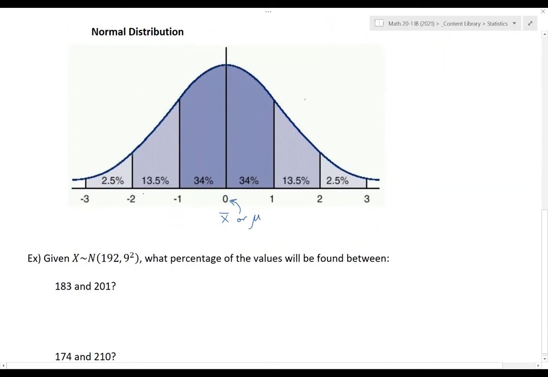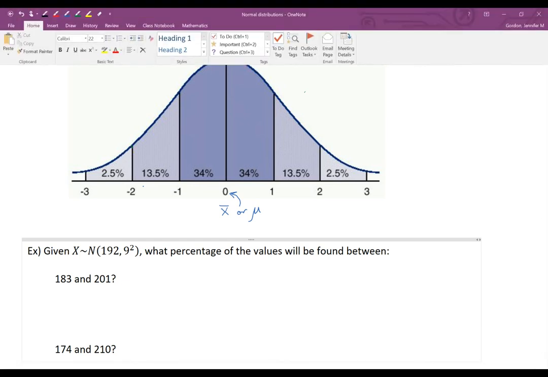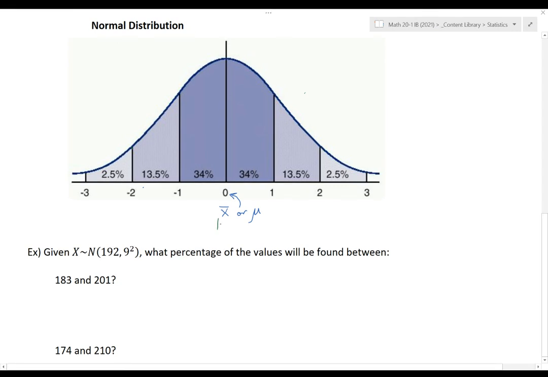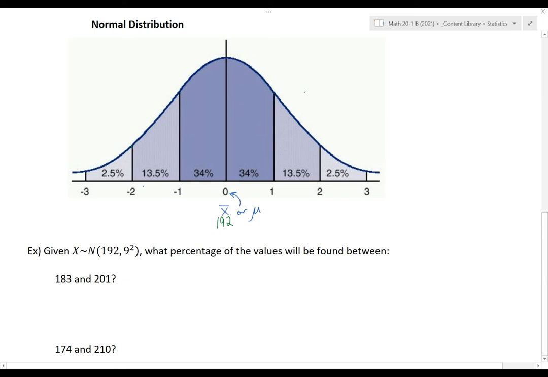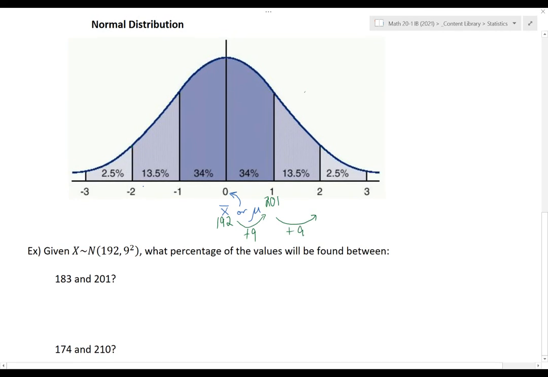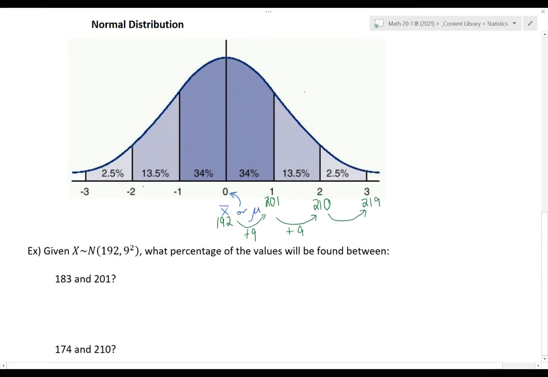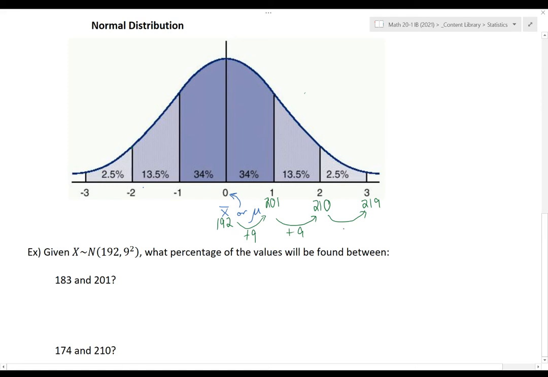So let's look at an example. We have a normal distribution. So x is distributed normally with a mean of 192 and a standard deviation of 9. So if I were to put those numbers on this table up here, 192 would be in the middle, and the gaps, the intervals that I would be using would be distances of 9, because that is the standard deviation. So I would add 9 to get to the next line, so this would represent 201. And then I would add another 9, so this would be 210. I would add another 9, so 219. And I'm expecting very close, like 99% of my data is going to be less than that number.